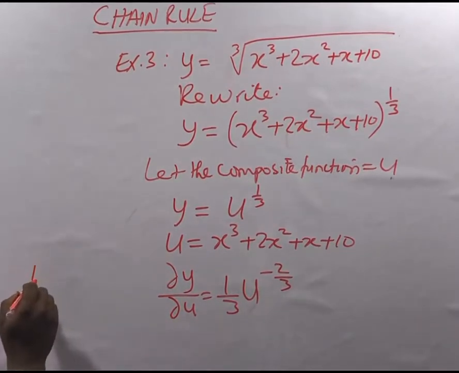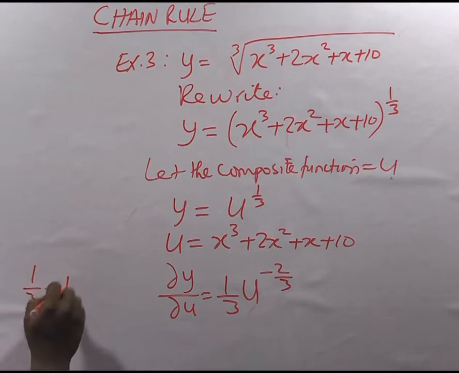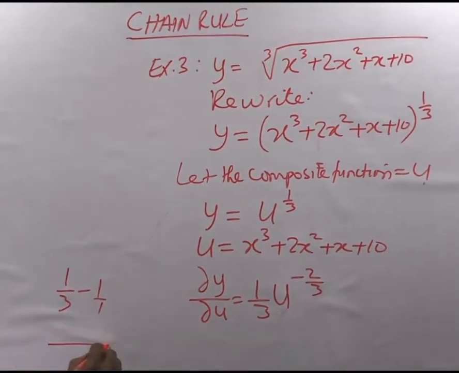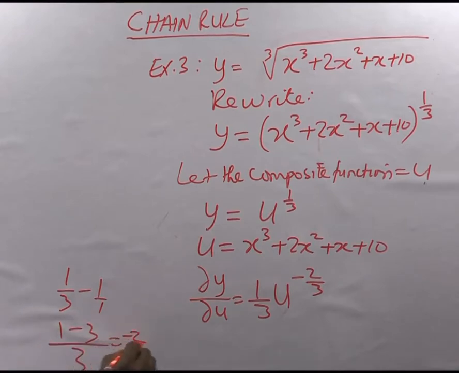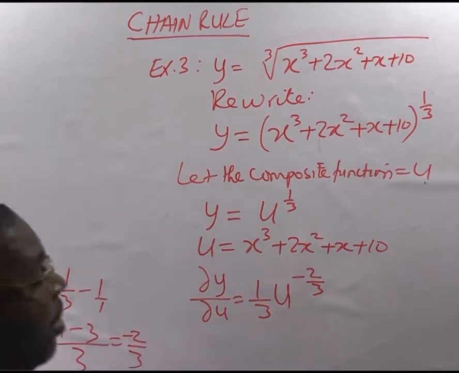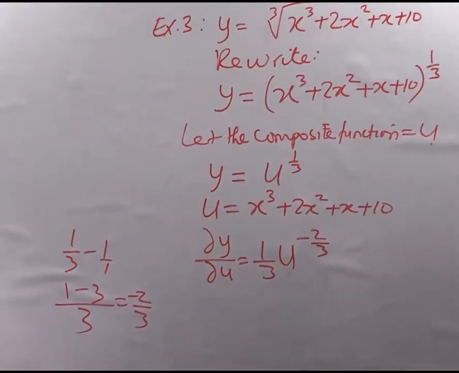So we have 1 all over 3 minus 1. This is 1 over 1. So 3 is the LCM. 3 and 3 is 1. 1 times 1 is 1. Minus 3 and 1 is 3. 3 times 1 is 3. So 1 minus 3 gives us minus 2 all over 3. That's how we have minus 2 all over 3 here.